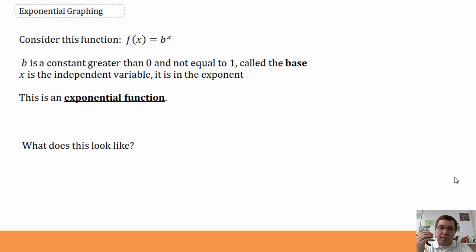X is the variable. X is the independent variable, and it is in the exponent of the equation, where b is the base of the exponent. So this is called an exponential function. And any function where the variable is in the exponent is an exponential function. What does this function look like if we graph it? Well, let's consider an example.